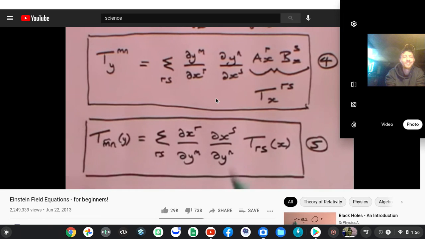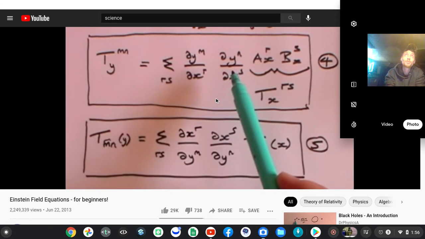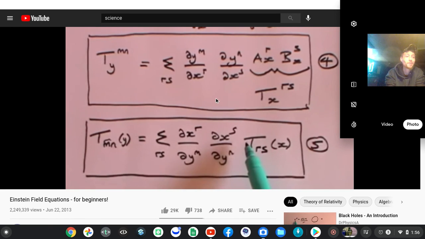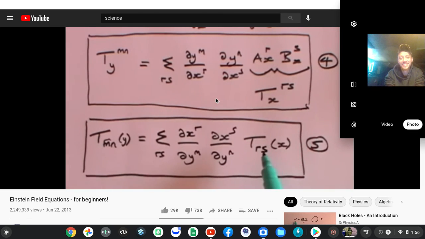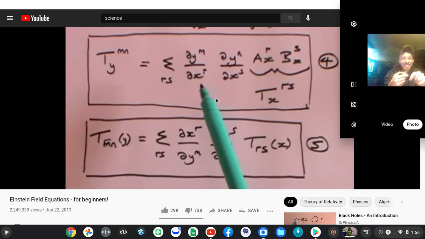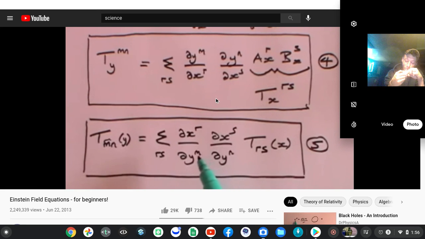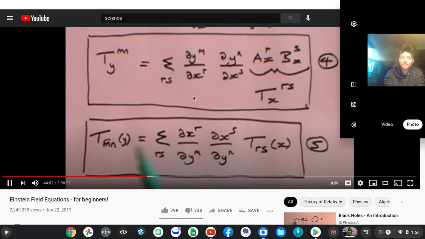Just in case. So this top one is called contravariant. I'll drag them down. Contravariant have the indices upstairs. Covariant have the indices downstairs. Contravariant have dy by dx terms. Covariant have dx by dy terms. And it is actually the covariant form of transformation that is going to be of interest to us.